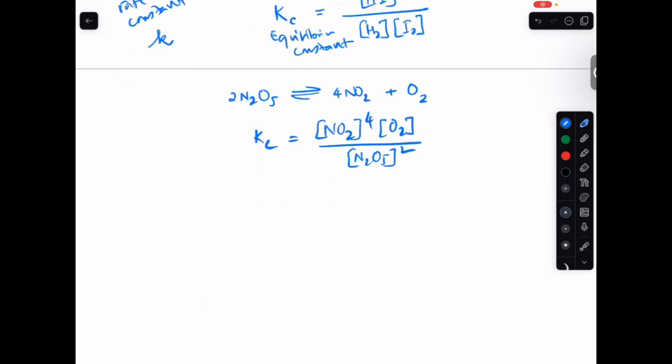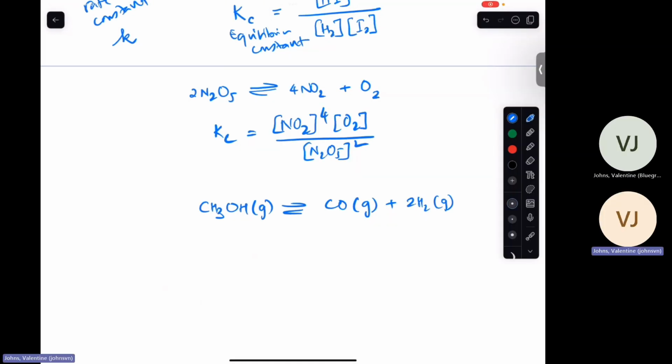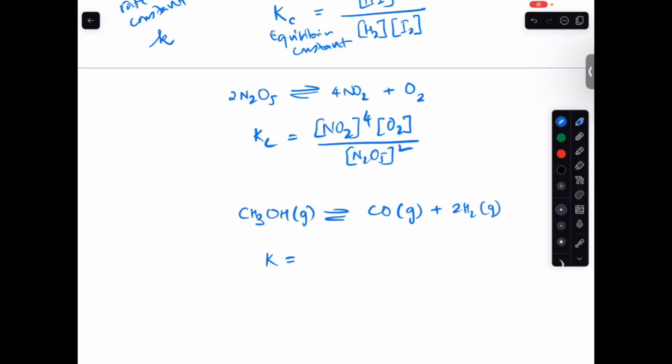All right, let's try another one. Try this one. All right, so who wants to help me out with this one? Okay, hydrogen raised to what? Okay, times. Okay, raised to 1, because there's 1 in front of C. Okay, over, which is CH3OH. That's it.